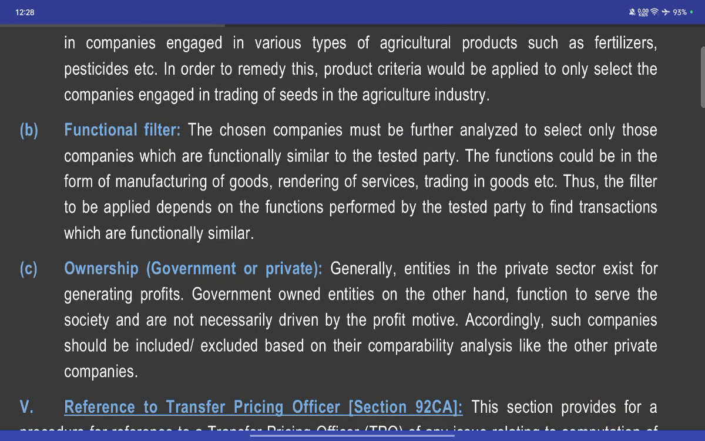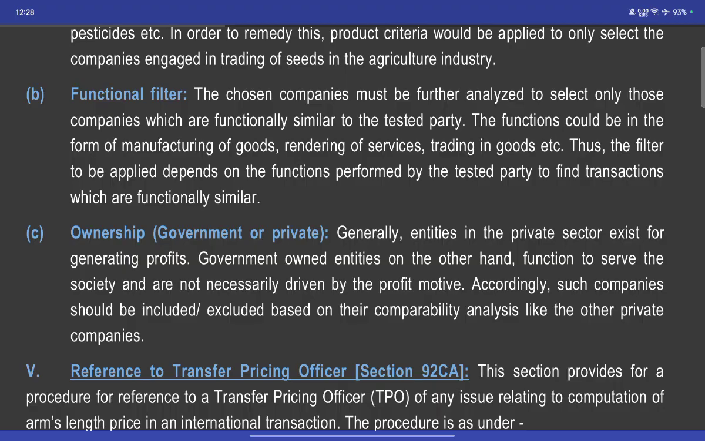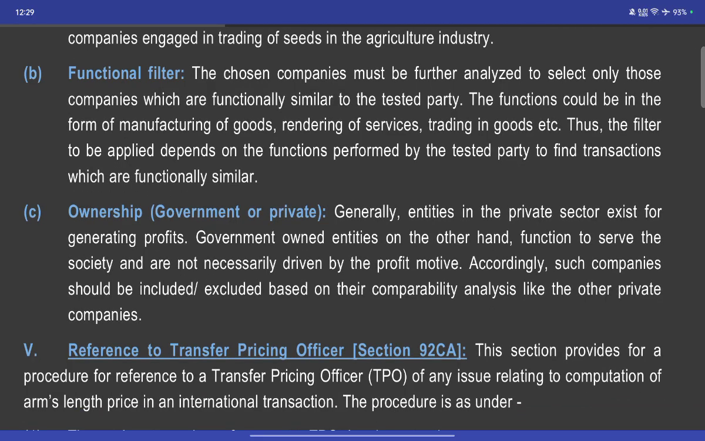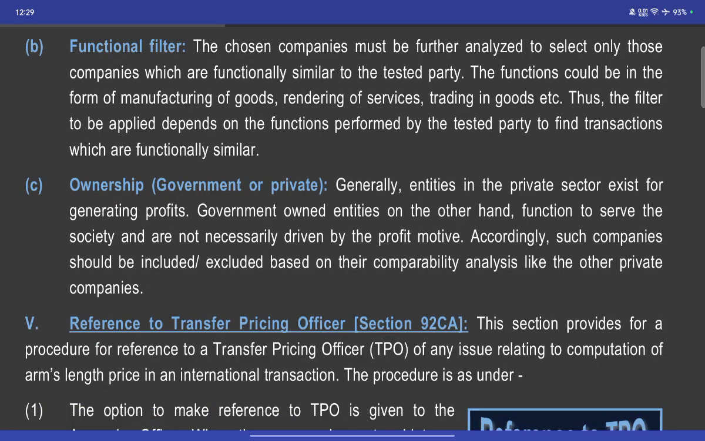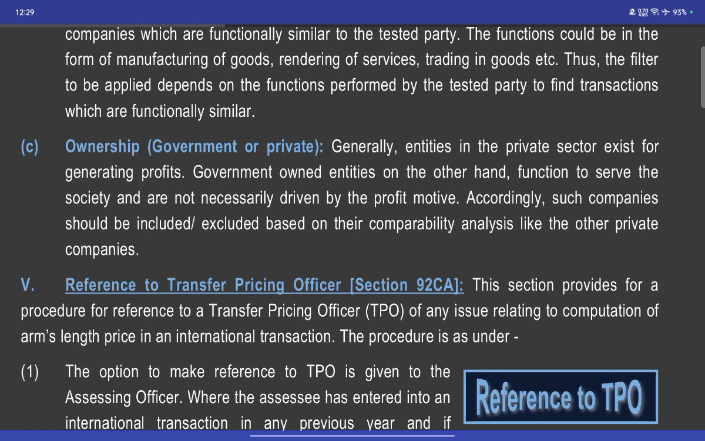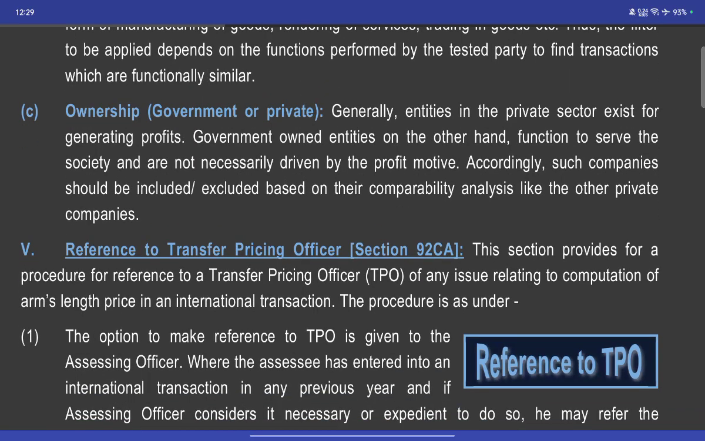Choose the companies that must be further analyzed and select those which function similarly to the tested party. The functioning should be from manufacturing goods, rendering services, or trading in goods. Thus, a filter is to be applied depending on the function performed by the tested party in the transaction, which is functionality similarity.